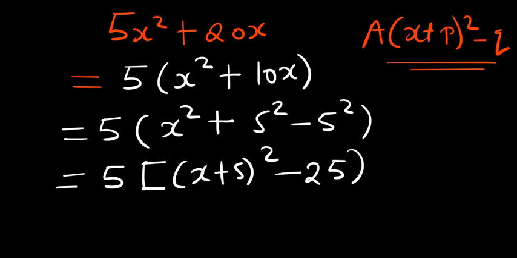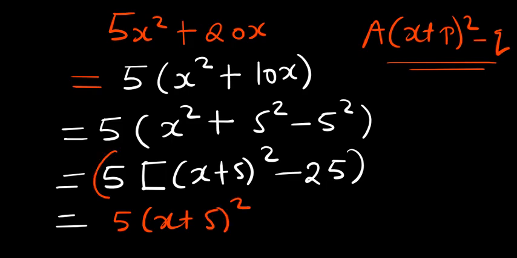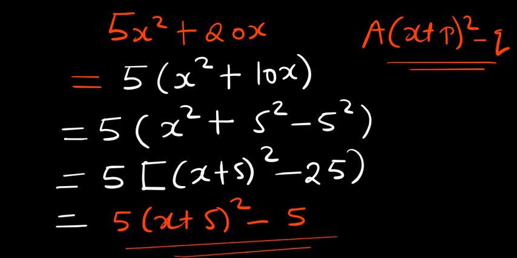Now what I'm going to do is distribute the 5 that is outside back into the expression. So when the 5 multiplies with the bracket here, I'm just going to have 5 times x plus 2 squared. When the same 5 now multiplies with the negative 4, what am I going to have? I'm going to have negative 20. So basically this will be our answer.